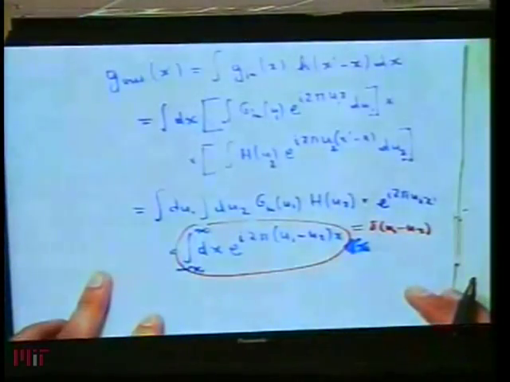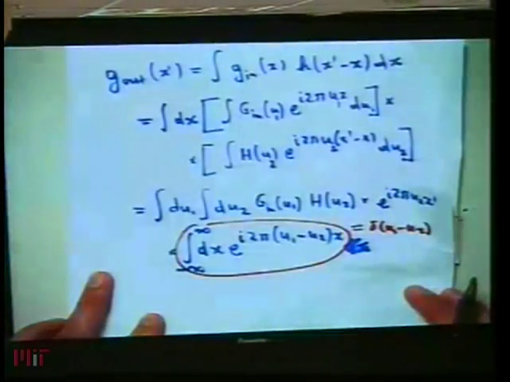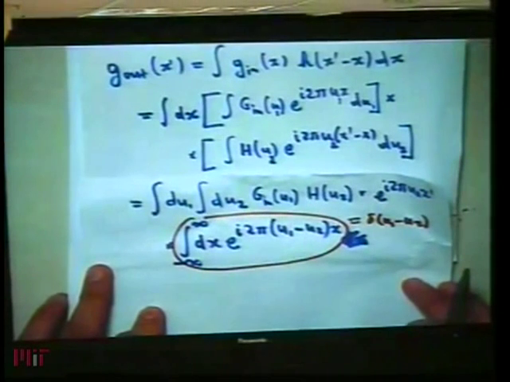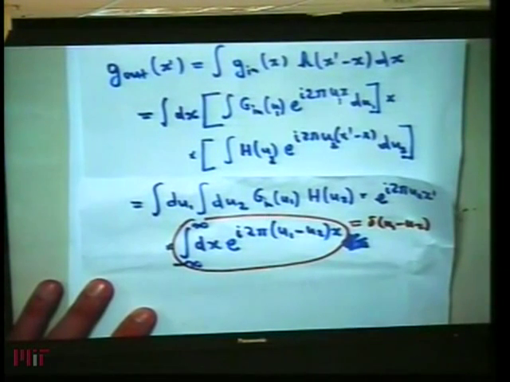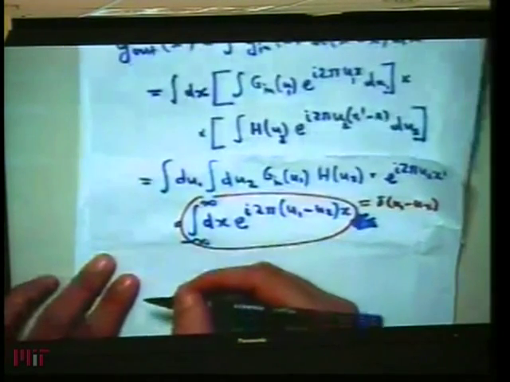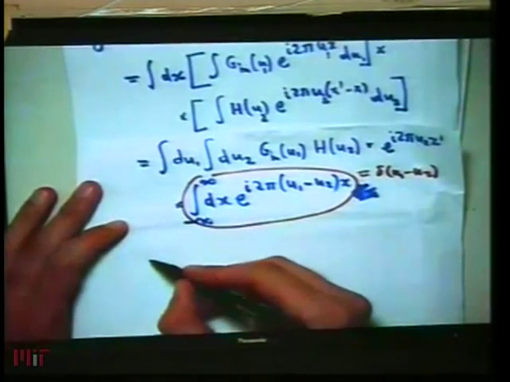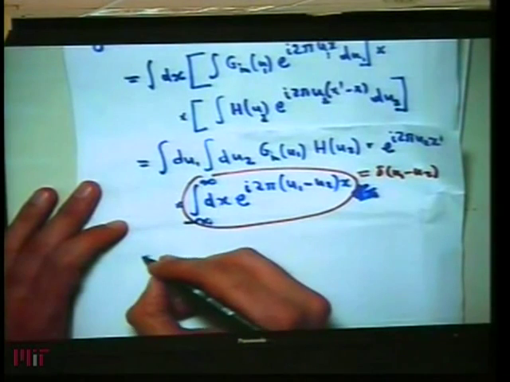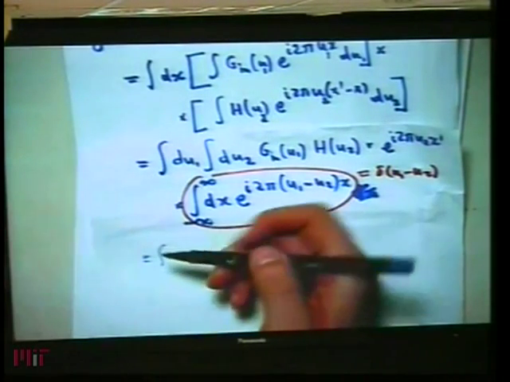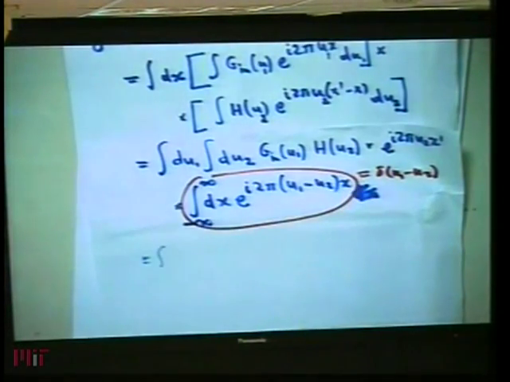Oh, too bright. Okay, I think that's a little bit better. Okay, so I can rewrite this. Let me do it one step at a time. So I can rewrite now this big integral. Unfortunately, the black marker has run out of steam, so I'll switch color.